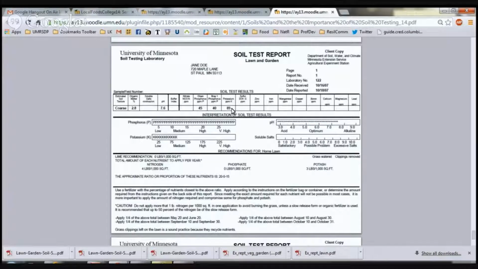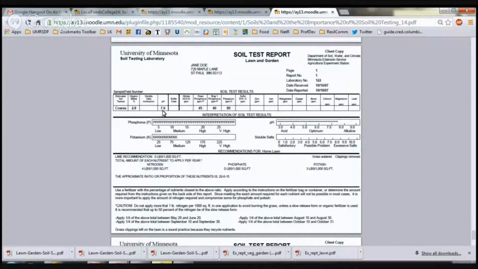So you can use those sufficiency ranges to figure out if you're high or low, but I actually like the way this is set up, because you'll see for phosphorus, it says VH. So that means it's very high, okay? And if we go back and look at the charts, both of those are very high, 45 and 40.